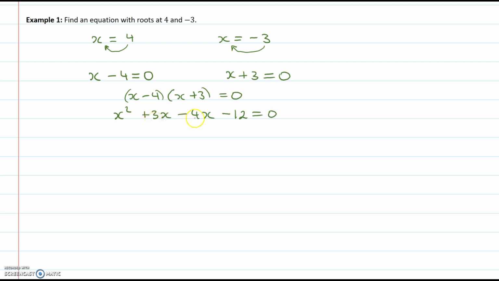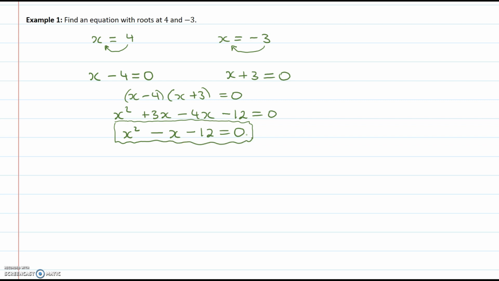Using FOIL very often, in cases like these, the two middle terms can be combined because they're like terms. So that's going to be x squared plus 3x minus 4x. Plus 3 minus 4 is different signs, so subtract. That's going to be 1, but 4 was the biggest and it was minus, so it's minus 1x, which is minus x, minus 12 equals 0. And that's our work done. So that equation there has roots 4 and -3.